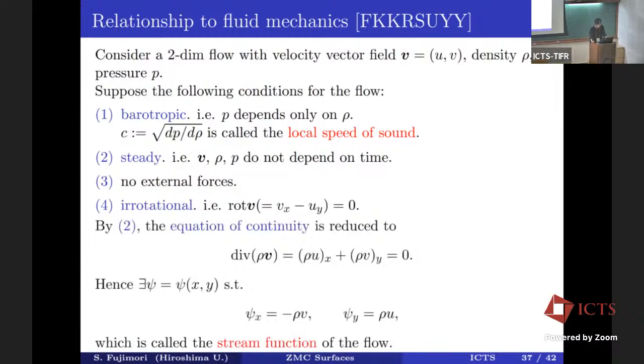So by condition 2, the equation of continuity is reduced to this. Okay. So thus there exists a function psi of x, y, so that psi sub x is minus rho times v, and psi sub y is rho times u, which is called the stream function of the flow.